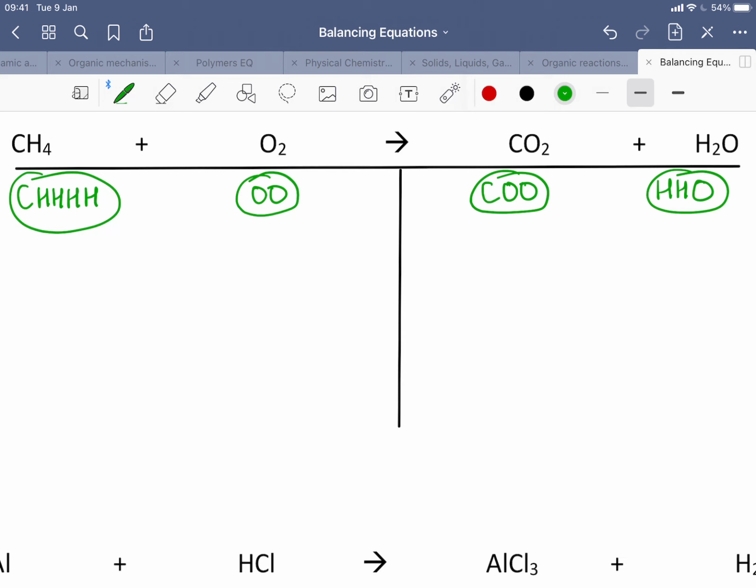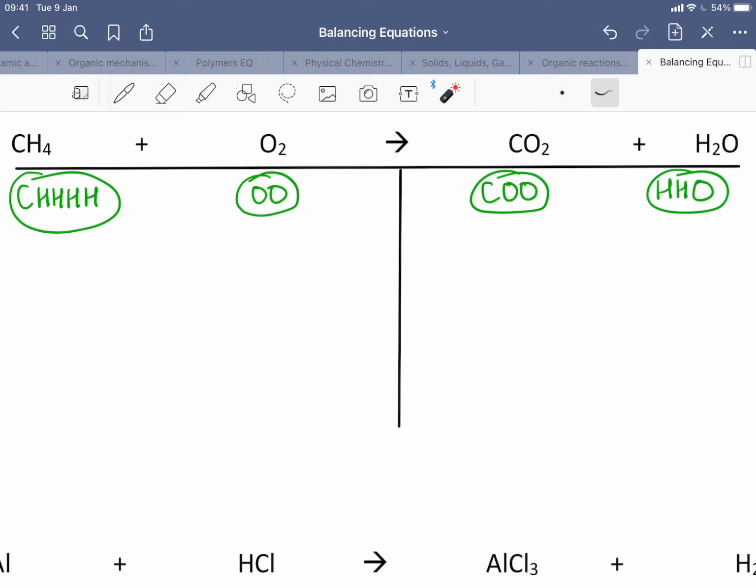Okay. Now, when you've got an element that appears in more than one compound on a side, right? So if we look at the right-hand side, we can see that oxygen features in 2 different compounds. Then my advice is to focus on that element last in the whole process. So we've got two other elements, carbon and hydrogen. So my advice is to focus on the carbon and the hydrogen first, get those right, and only then start looking at the oxygen.